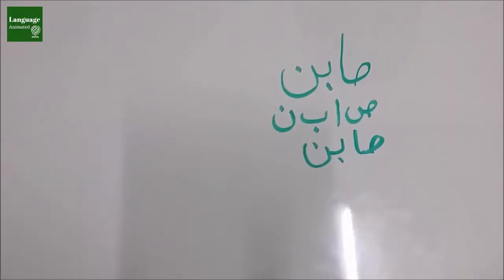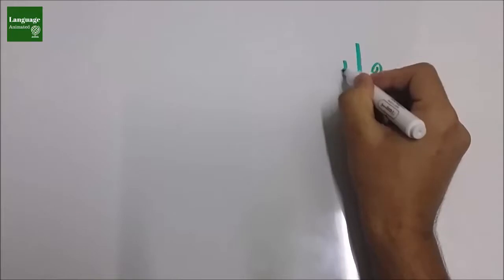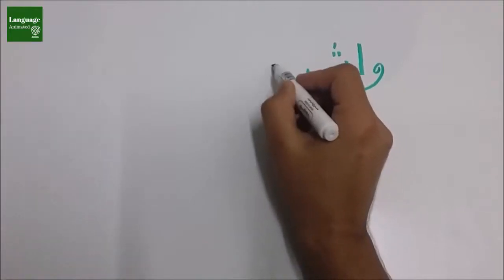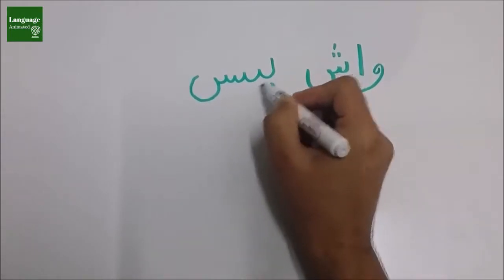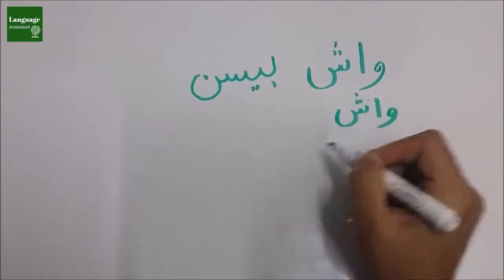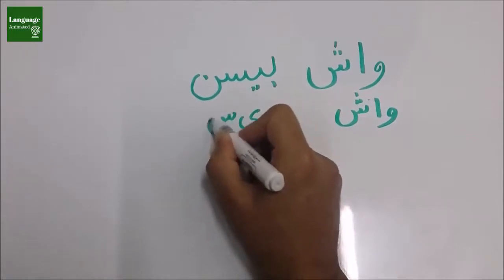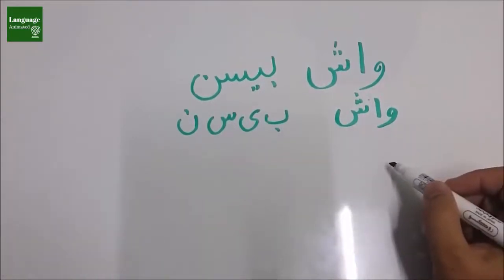When you wash your hands, you will wash with sabun. The last word is wash basin. So here be, ye, sin, nun. Now we have waw, alif, shin. Here we have be, ye, choti ye, sin, and nun, basin. Wash basin, same as in English.